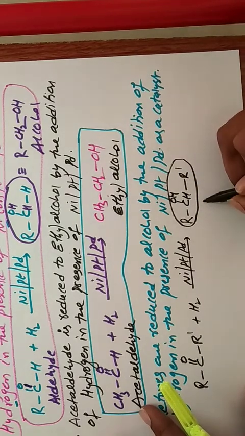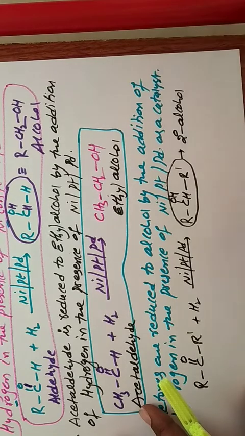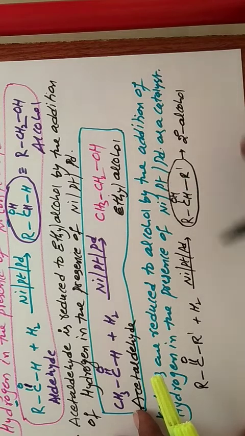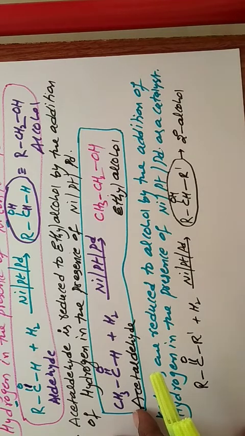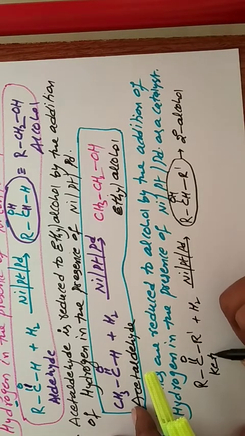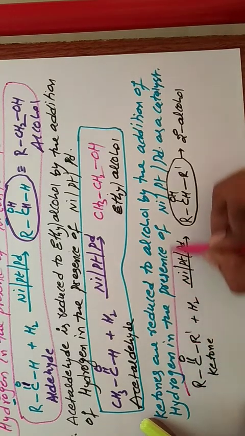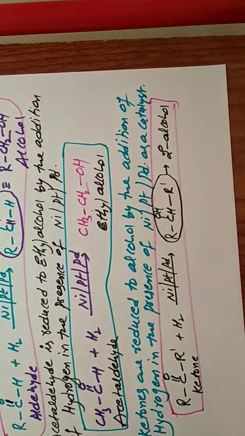What type of alcohol is this? Secondary alcohol. So already we discussed it in the classification of alcohol: the OH group attached to a carbon having two alkyl groups is a secondary alcohol. This is the general reaction of a ketone. Easy to remember, don't memorize it by heart. Just the pi bond is removed, two hydrogen atoms are attached, and we get alcohol, that is secondary alcohol.